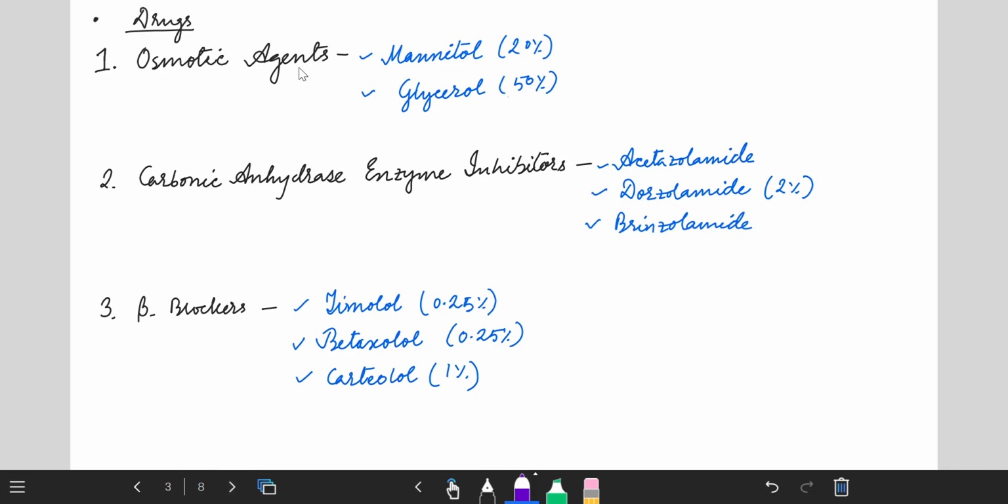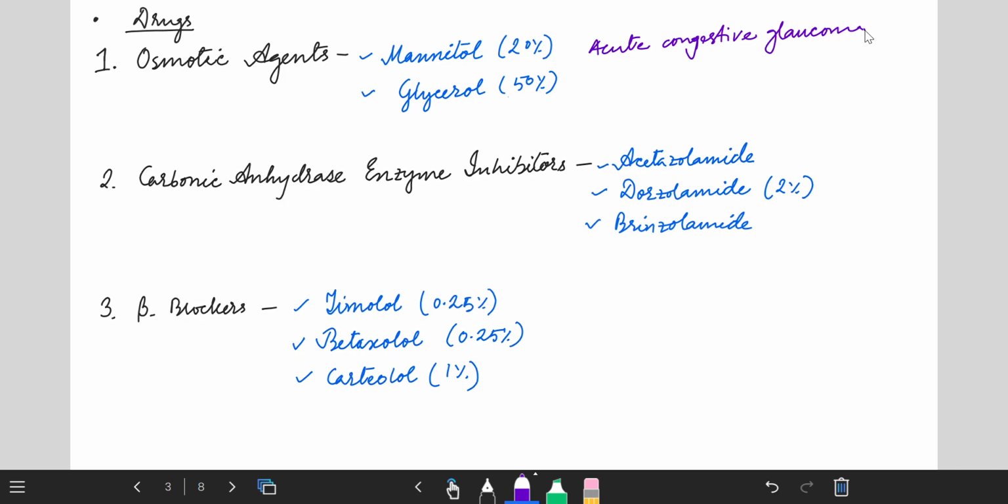So first agent that is used, osmotic agent, mannitol and glycerol. Percentage is here. Now how do they act? They actually draw the fluid from the eye into the circulation by osmotic effect and reduce the intraocular pressure in case of acute congestive glaucoma. So these drugs are preferable for acute congestive glaucoma.